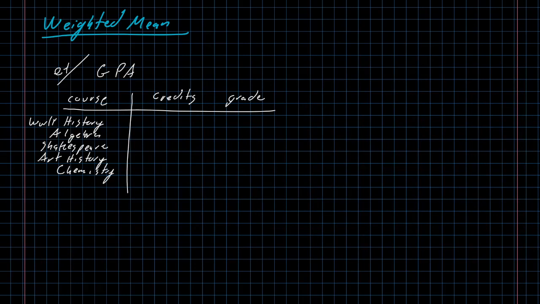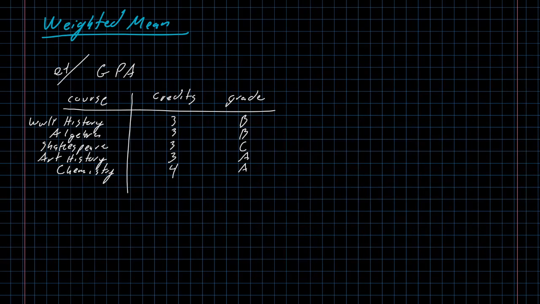So let's imagine a student who is taking these 5 classes: world history, algebra, Shakespeare, art history, and chemistry. World history, algebra, Shakespeare, and art history are all 3-credit classes. Chemistry is a 4-credit class because it has a lab. And let's say that this student earned a B in world history, a B in algebra, a C in Shakespeare, an A in art history, and an A in chemistry.